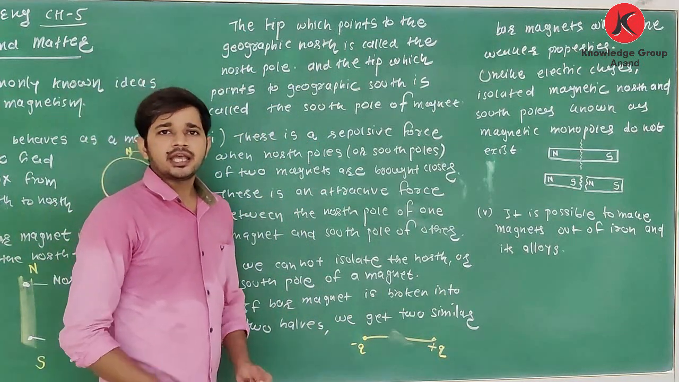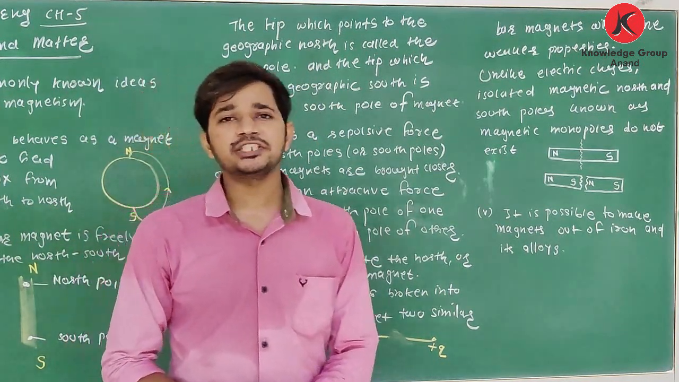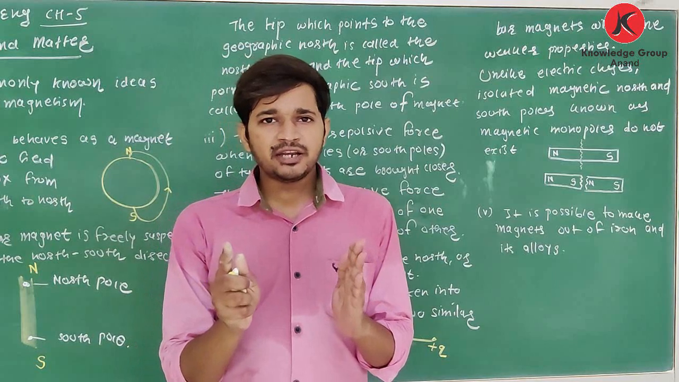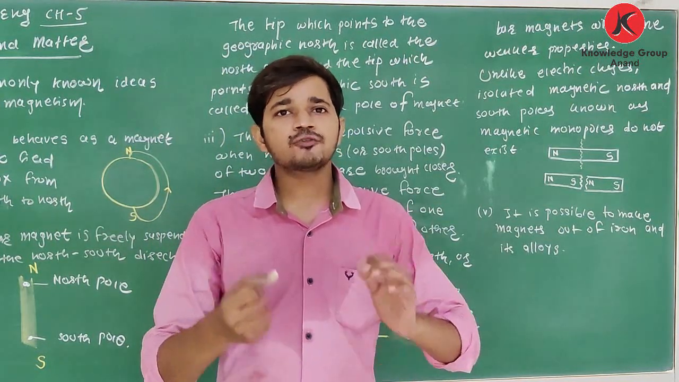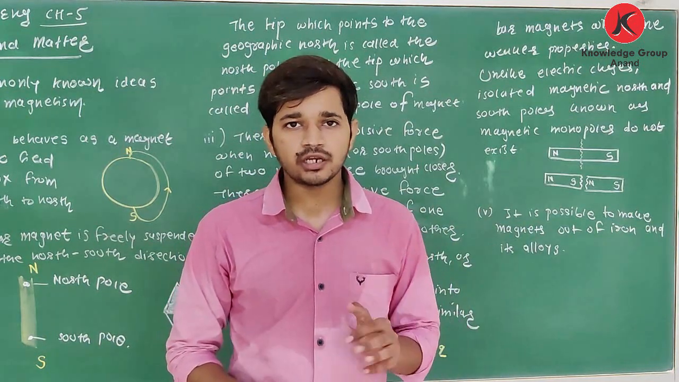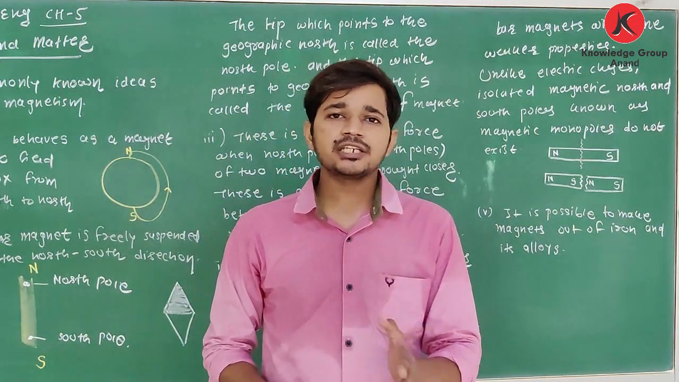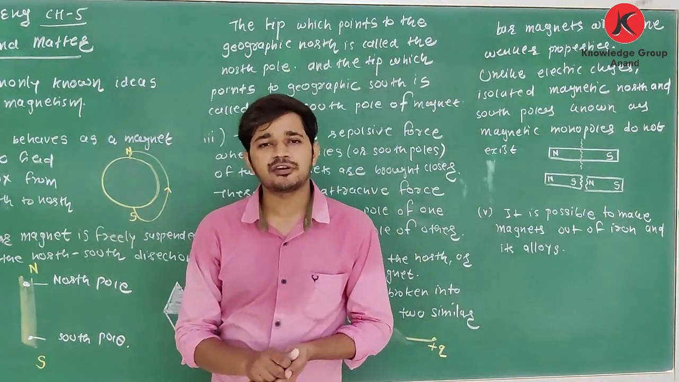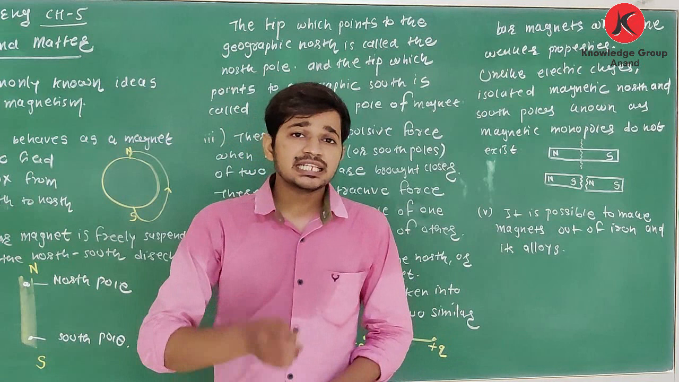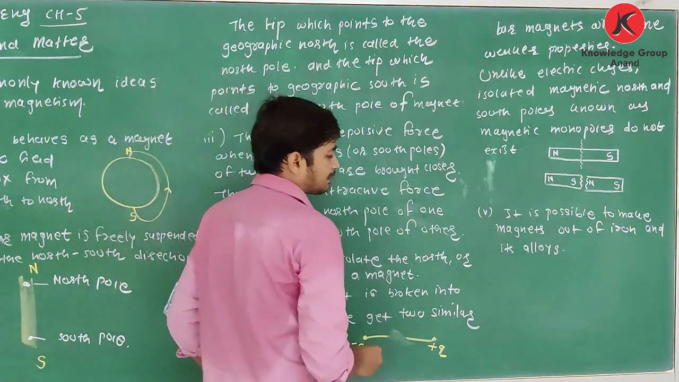Our last point is, it is possible to make magnets out of iron and its alloys. If you remember chapter 2, polarization: between two plates of a capacitor, if we place any dielectric, then it is polarized. It may be polar or non-polar. It is polarized means the electric dipole moment of each and every molecule aligns in the direction of the electric field. A similar theory we will study in this chapter.